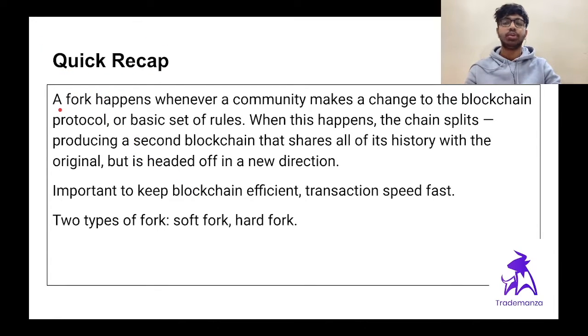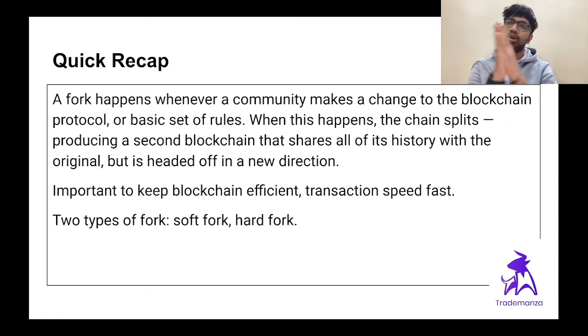In the last video, we studied what exactly a fork is. A fork is nothing but when a community makes a change in the blockchain protocol to make it a bit more efficient, to increase the transaction speed, or to increase the security. And when this change is made in the blockchain, a different type of chain can be produced, which is nothing but a hard fork. And when the same change goes through as a small, minor update, that is a soft fork.